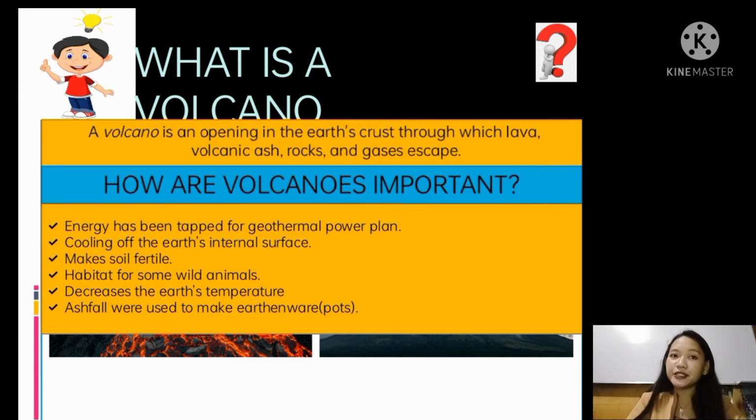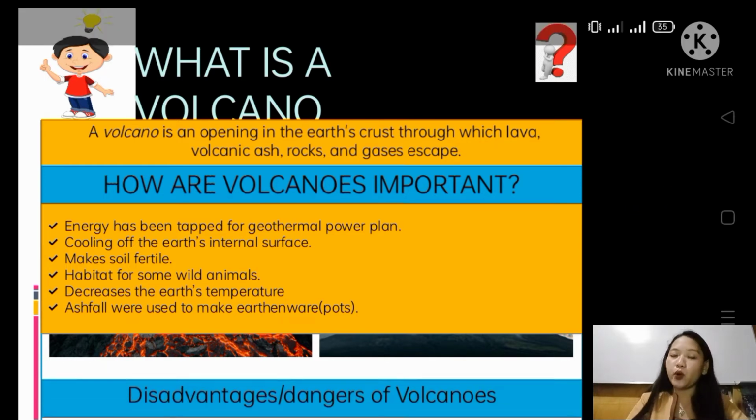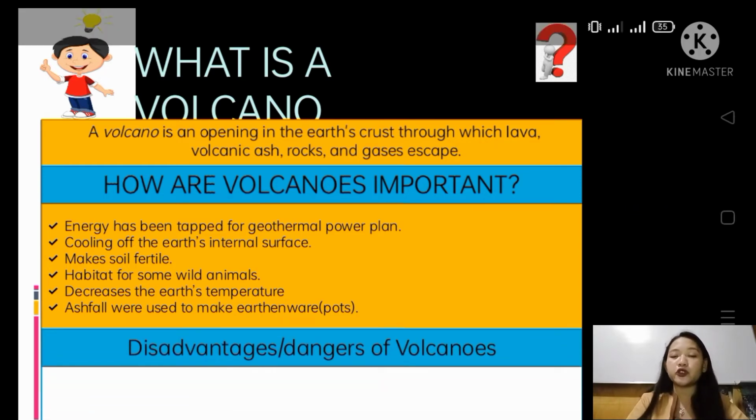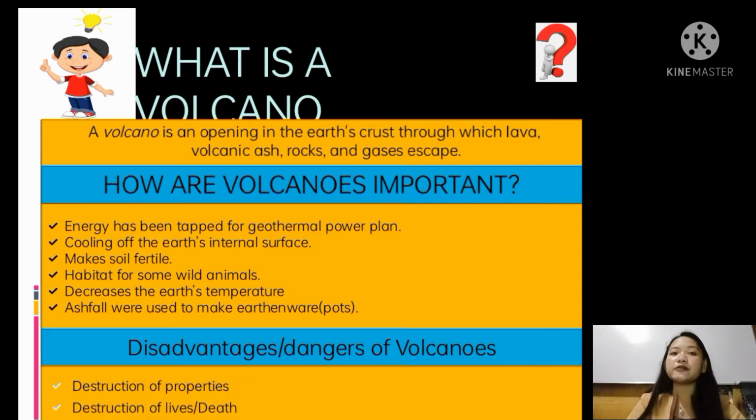Apart from those advantages that we learn from volcanoes, of course, the dangers they bring are not new to us. Mr. De La Cruz, can you give me one of the disadvantages of volcanoes to human life? Very good, Mr. De La Cruz. As Mr. De La Cruz said, volcanic eruption can result in destruction of properties and loss of lives. Alright, any question, clarification? Shall we proceed, class?